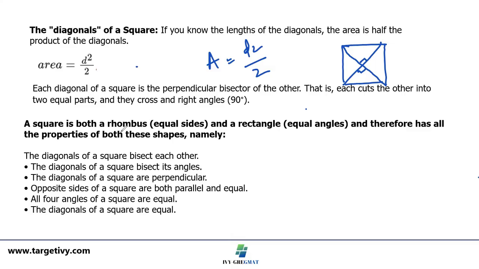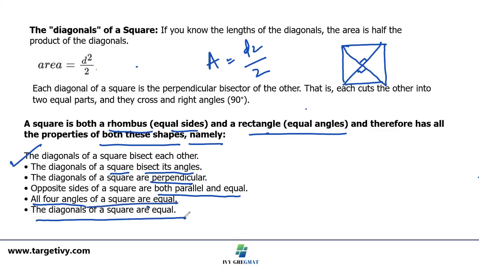A square is both a rhombus with equal sides and a rectangle with equal angles. Therefore, all the properties of both these shapes are there, namely diagonals of a square bisect each other, diagonals of a square bisect its angles, are perpendicular, both parallel and equal. All four angles of a square are equal. Diagonals are equal. So this is particularly square-like. So nothing much to remember except this and whatever we learned in the previous slide. That much only.